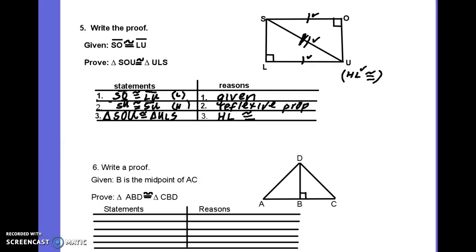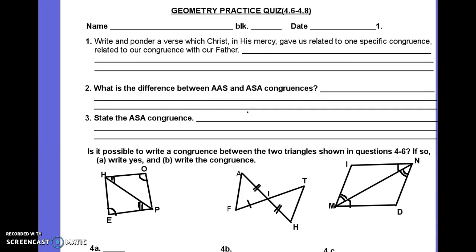Let me go back to the beginning, which says, write and ponder a verse which Christ in his mercy gave us related to one specific congruence. And this should be about, maybe I could just say, congruence with our Father. And you know the verse. It says, therefore be merciful, just as your Father also is merciful. He wants our mercy to be congruent to the Father's mercy. Okay?